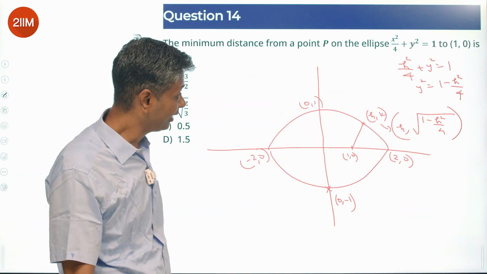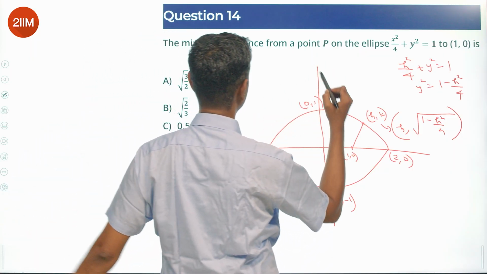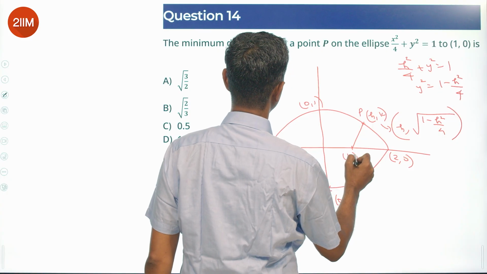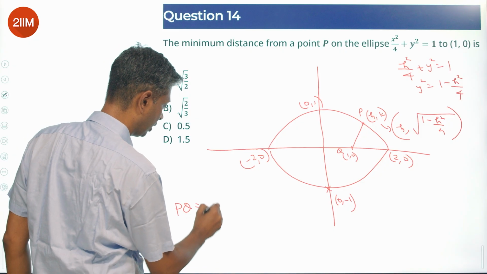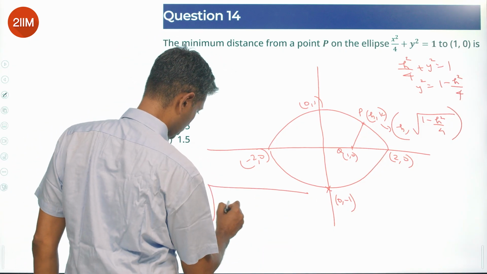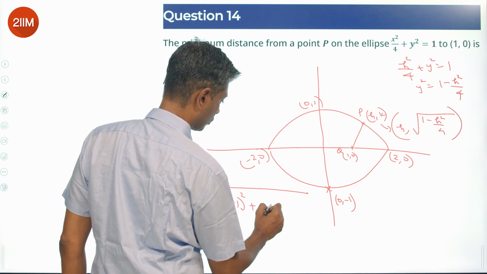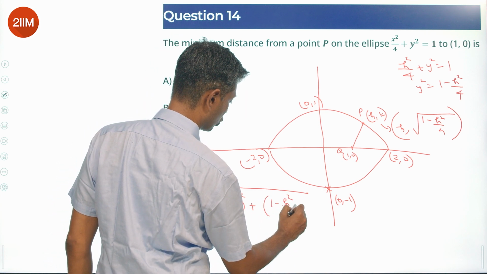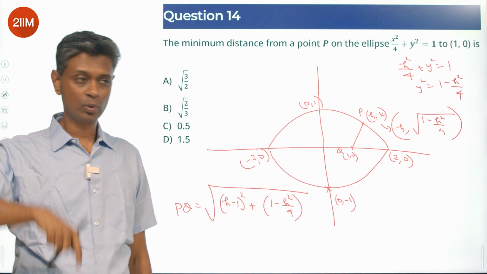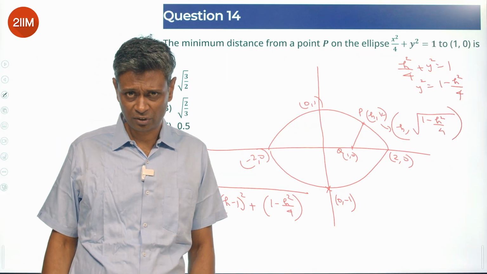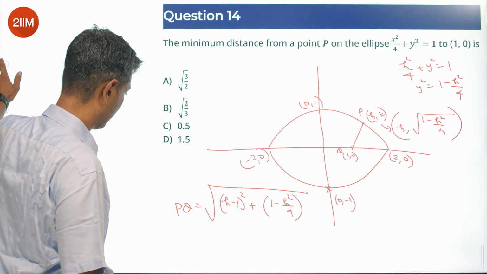Now the distance between this point and 1, 0, suppose we say this distance is PQ. PQ is given by square root of h minus 1 the whole square plus square root of 1 minus h square by 4 minus 1 the whole square, which is 1 minus h square by 4. Nice. Now we want to find the minimum of this. Right? So let's write down that expression.